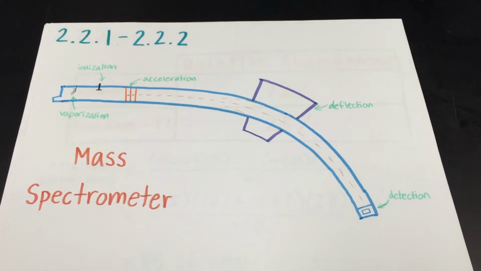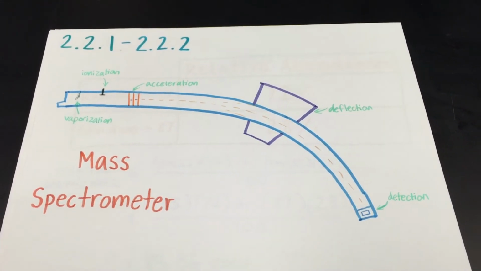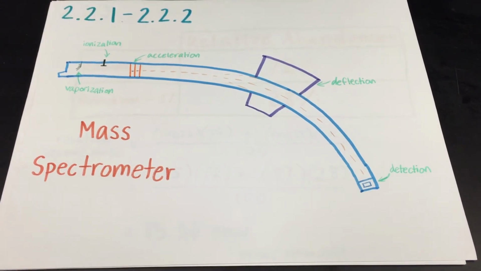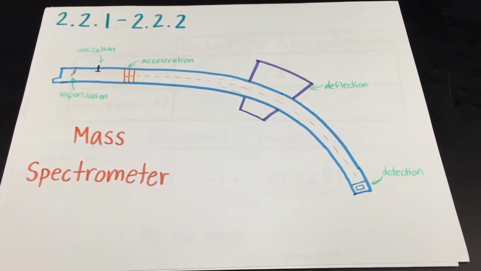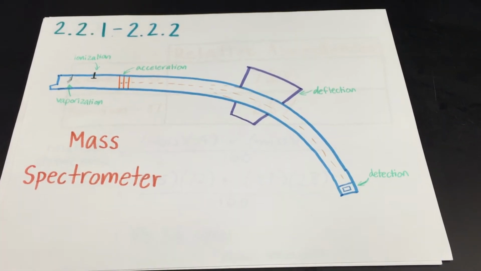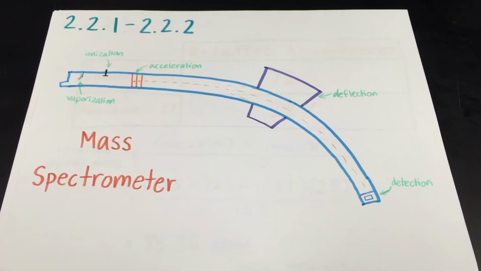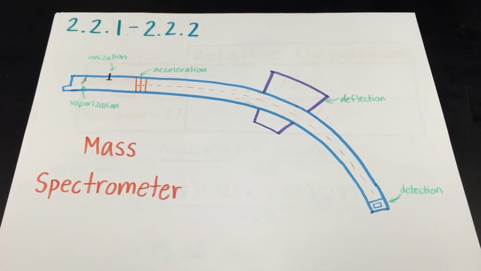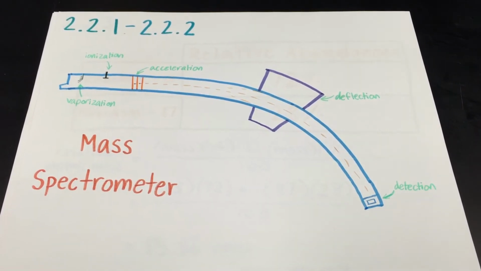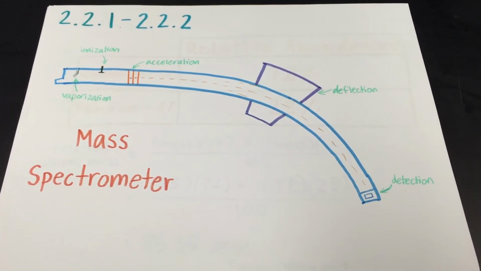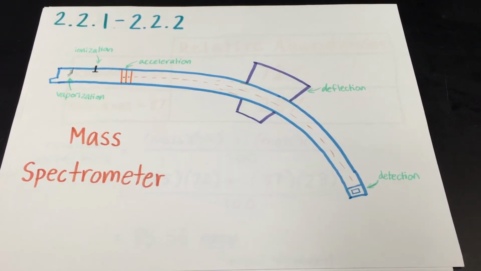The steps of the mass spectrometer are: 1. Vaporization, turning into a gas. 2. Ionization, become ions so they can be accelerated, knocking off electrons. 3. Acceleration, going through an electric field, and heavier ions are deflected. 4. Deflection. Ions are deflected in a magnetic field. 5. Detection. Ions of a specific mass are counted.